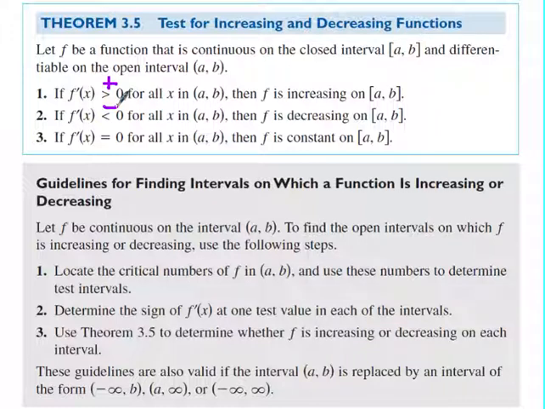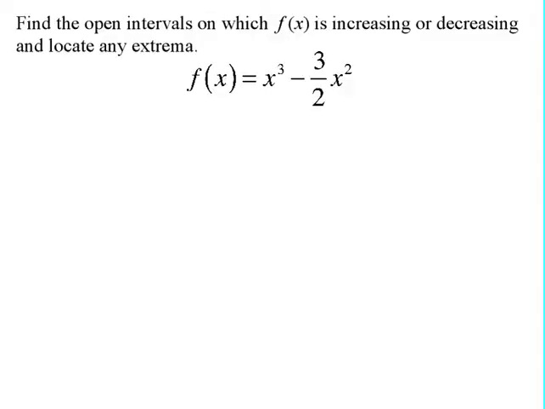After you've done that, we're going to do these test values. That's not going to make a whole lot of sense now, but we're going to make this nifty little table, and it's pretty easy. Then we're going to determine the sign of the first derivative in each of those intervals. We're going to use Theorem 3.5, which is right up here, to determine where it's increasing or decreasing. Then we'll talk about how you can find if it's a max or a min, so we're going to locate extrema as well. Let's go ahead and look at this. It says find the open intervals on which f of x is increasing or decreasing and locate any extrema. Now remember, extrema means maxes and mins.